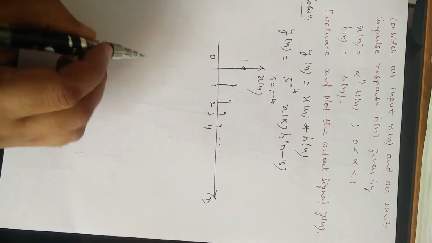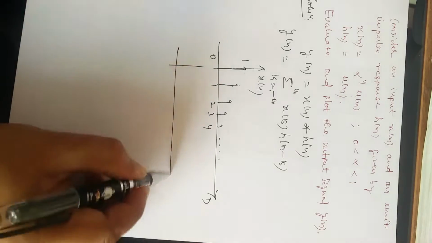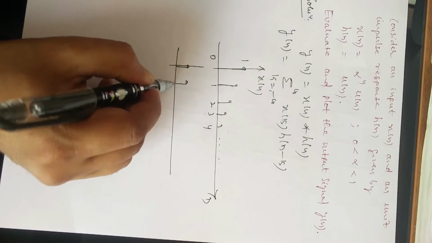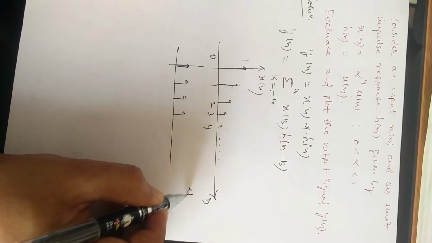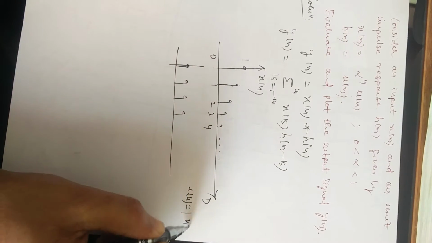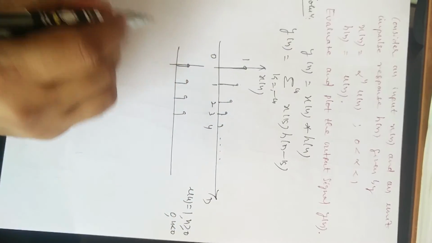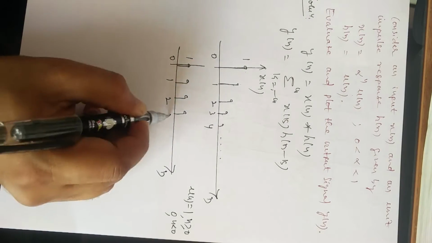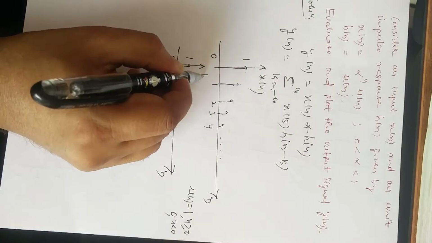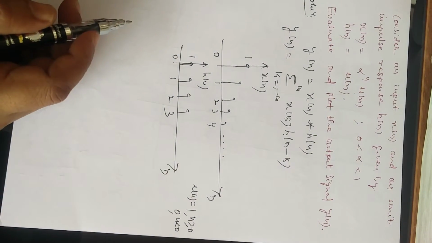Okay, what is h of n? h of n is equal to u of n. It exists from 0 to infinity, because u of n is 1 when n is greater than or equal to 0 and 0 when n is less than 0. This is n, and this is h of n. h of n is equal to u of n.